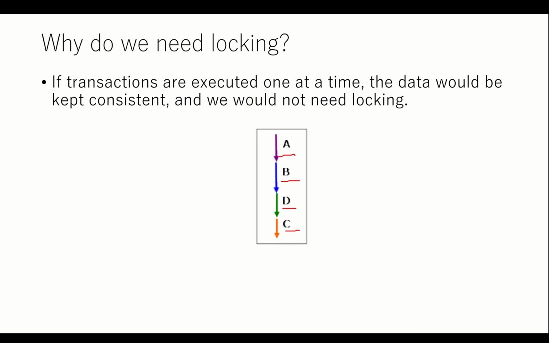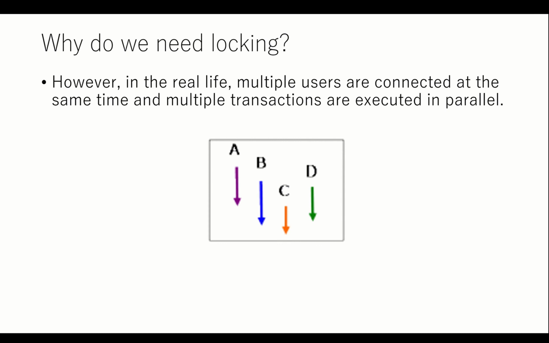However, this is unreal. Your database can be accessed by many users. I cannot say can be, but they are. In real life, your database is accessed by many users at the same time. For example, as before, we have 4 transactions and they are accessing your database concurrently. So in this case, multiple transactions are executed in parallel and we may face data inconsistency. And the solution to this is locking.